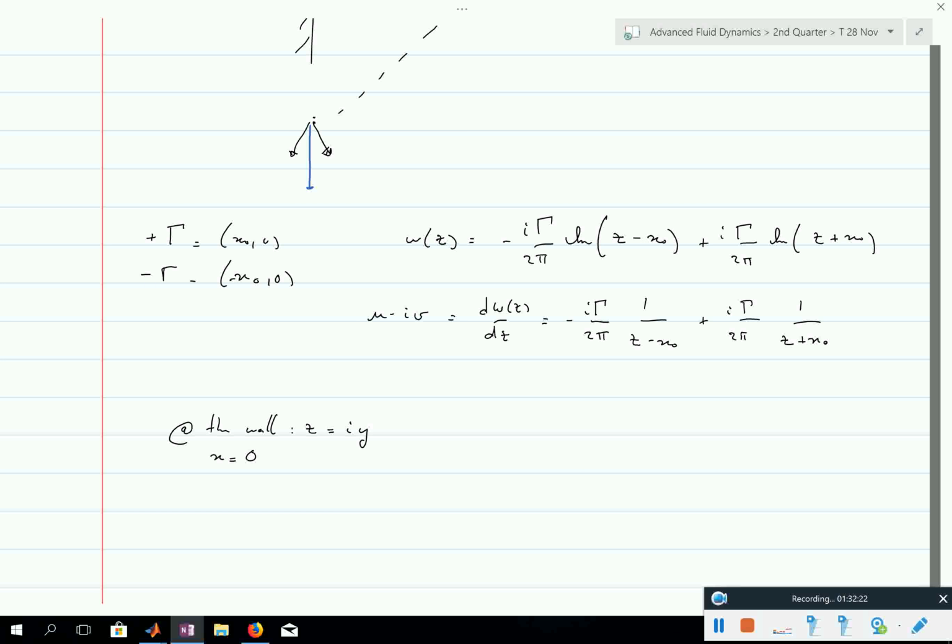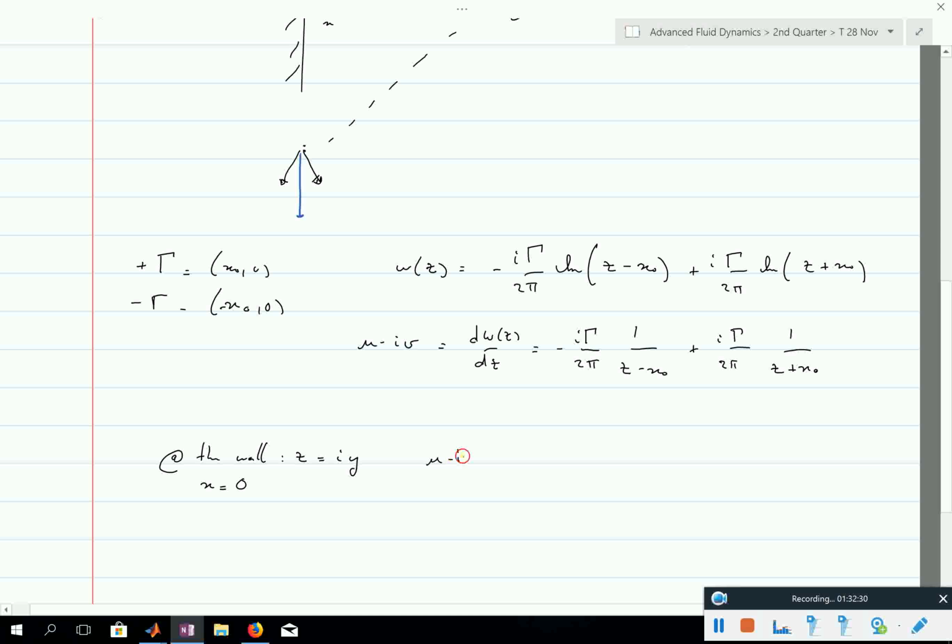So this is my wall. At my wall, let's see what my velocity field is at the wall. So u minus iv, let me put here as a shortcut, at the wall is going to be equal to minus i times gamma divided by 2 pi.